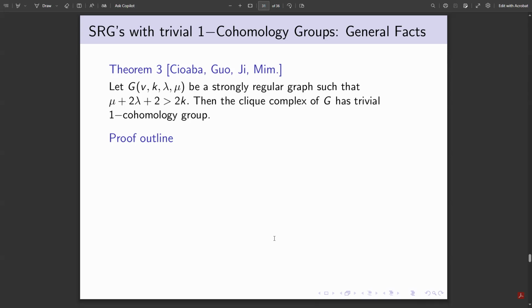And so if we take that result and apply it to strongly regular graphs, then we get this nice linear inequality among the parameters of the strongly regular graph. And note that it doesn't have the V parameter as well. It's a linear inequality between only 3 of the parameters. Then it forces this graph to have this property, which is the same as saying the one cohomology group is trivial in that chain complex. And the proof outline, I could probably do it on the board.